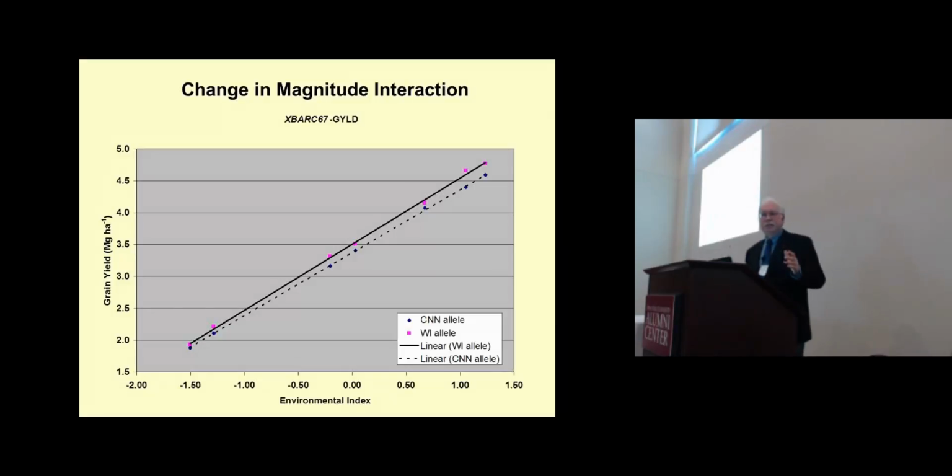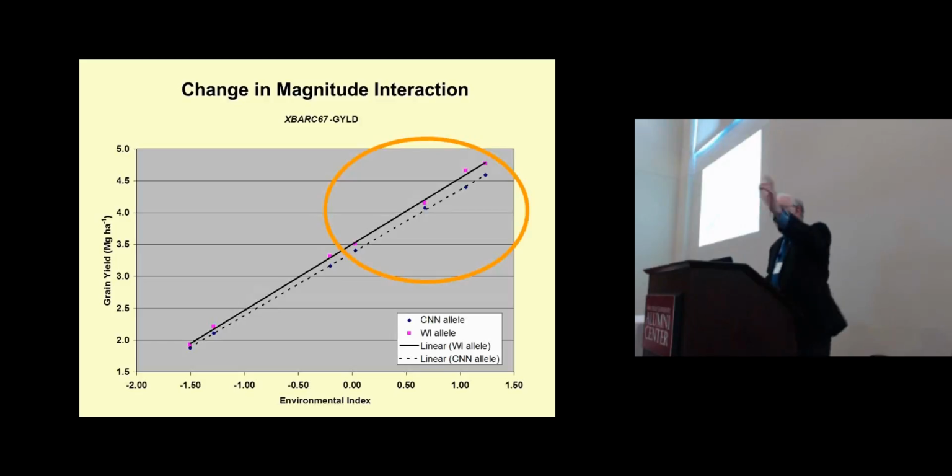Now, this is a breeder's dream. This is an Eberhardt-Russell plot. The purple squares are the Wichita allele in our recombinant chromosome substitution lines. Everywhere on this curve, if you have the Wichita allele, it's greater than if you have the Cheyenne allele. But the interesting part is that the differences are greatest in your higher yielding environments.